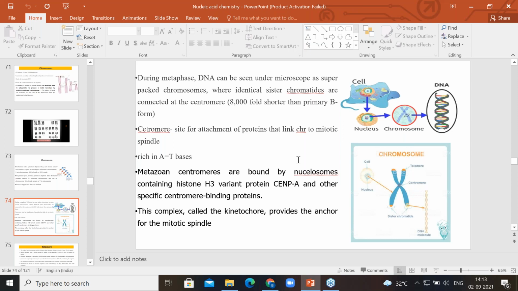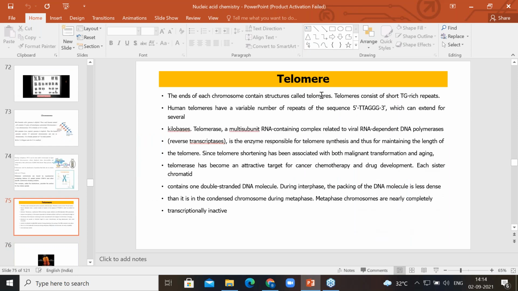So mitotic spindle attaches to the centromere and then it pulls the one arm of the chromosome towards the other side end of the cell where the replication of the cell is taking place. So you should remember that what is centromere? It is rich in AT bases, kinetochore, and so you have seen the centromere.